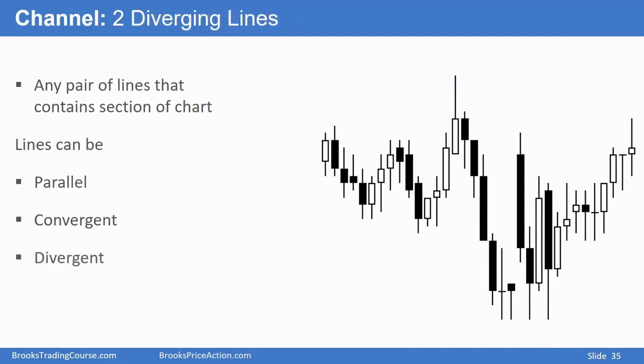Lines can also diverge. So we have a higher high, a lower low, and we tried to get another lower low. We reversed up several times. This is also a channel. It's a horizontal channel where the lines are divergent. It's a type of expanding triangle. Anytime you can draw two lines on the chart and they contain the price action, you have a channel, whether the lines are parallel, get closer together, convergent, get further apart, divergent. Traders will still watch to see how the market reacts near the lines.